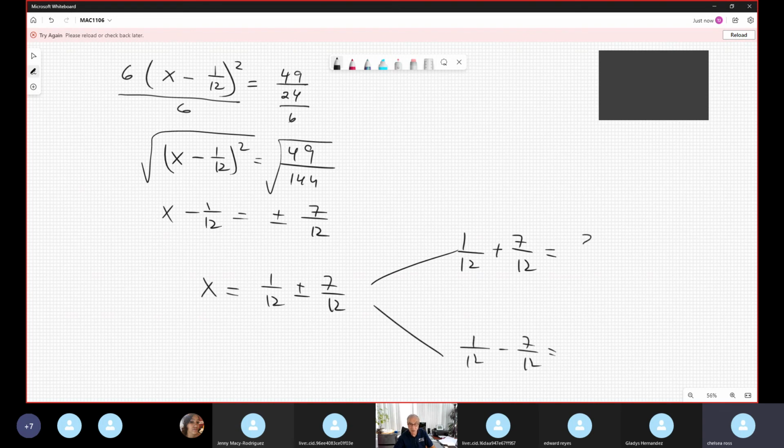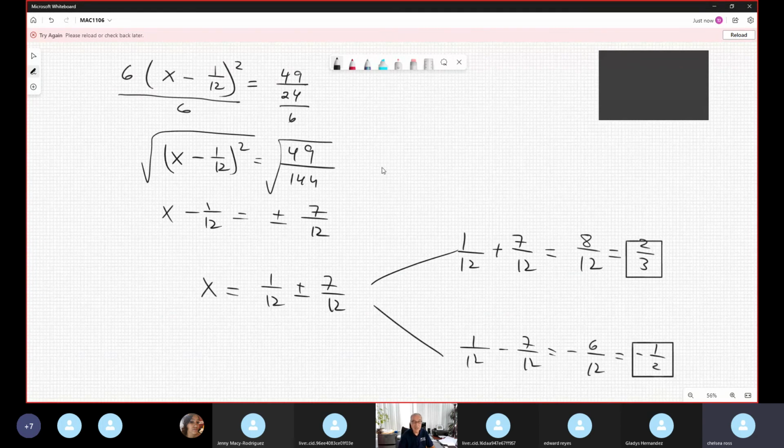This is 8 over 12. Can you reduce it to lowest terms? 2/3. Boom. And here is minus 6, because 1 minus 7 is minus 6 over 12, I get negative 1/2. This is actually the solution of this.